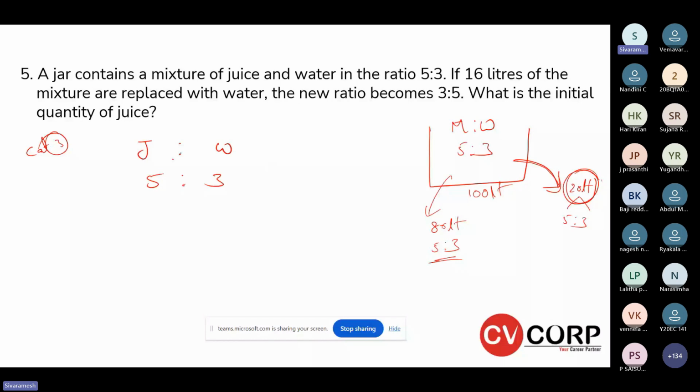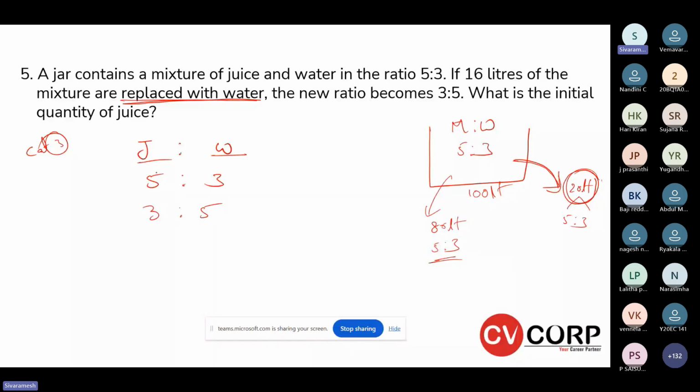So after that you are replacing with water, the same quantity, which means 16 liters of water is replaced. Now if you observe, after replacing the water, the ratio becomes 3:5. When you are adding water, the juice quantity should stay the same. Hope you remember the shortcut which we discussed: when we are replacing with water, the juice quantity remains constant whatever the ratio parts.